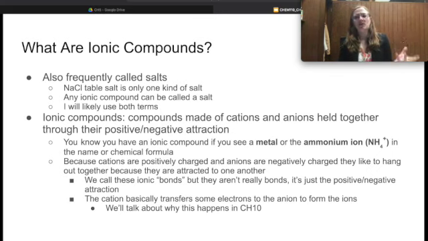But what is an ionic compound? Ionic compounds are made of cations and anions held together through their positive and negative attraction. So you know you have an ionic compound if you see a metal in the name or chemical formula, or you see the ammonium ion. Those are identifiers of cations that we can see right away that indicate we have an ionic compound. So if you see a metal or the ammonium ion in your compound, you have an ionic compound.